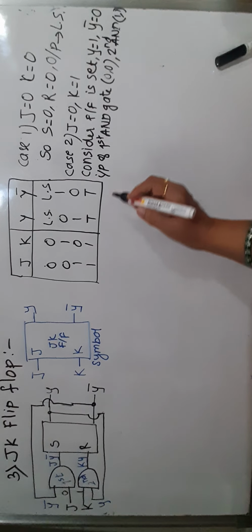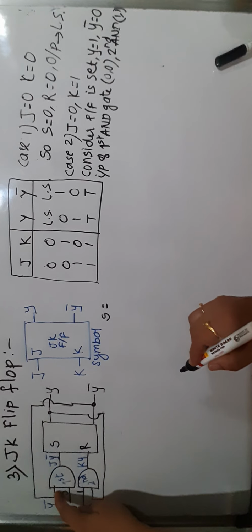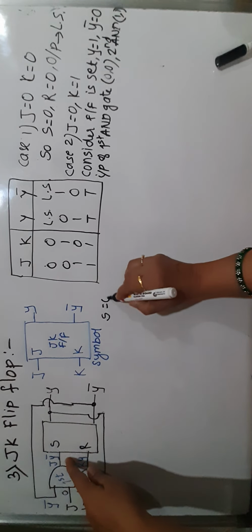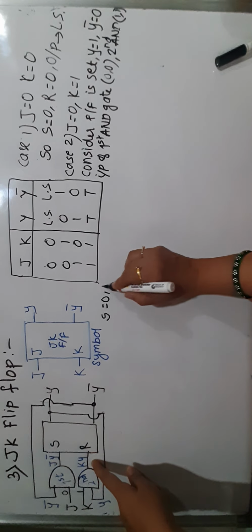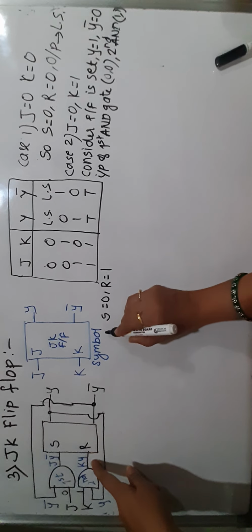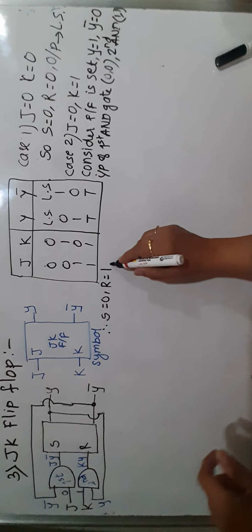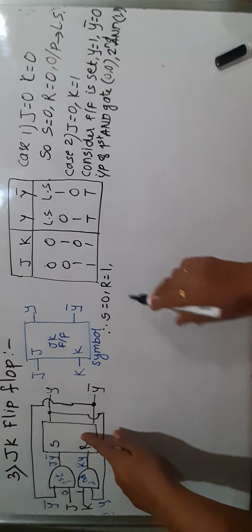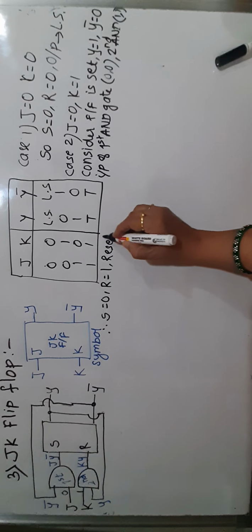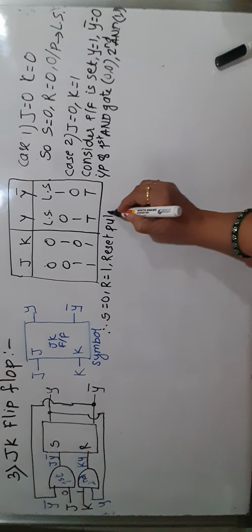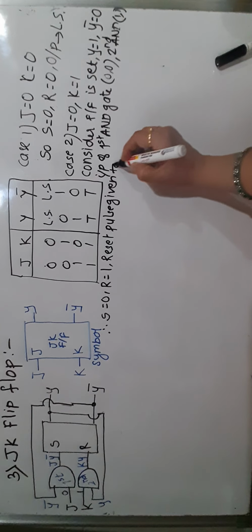So from this condition we can say S equals 0, as here 0, 0 are there. Here 1, 1 are there, so the output of this AND gate is 1. So R becomes 1. Therefore S becomes 0, R becomes 1. Which pulse is given to the flip flop? R is 1 means a reset pulse is given to the flip flop.